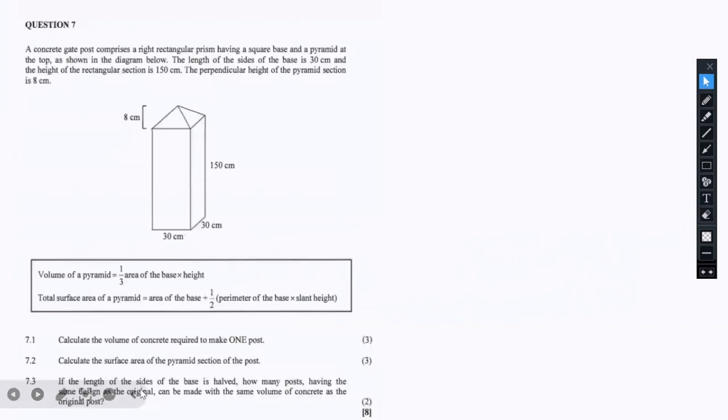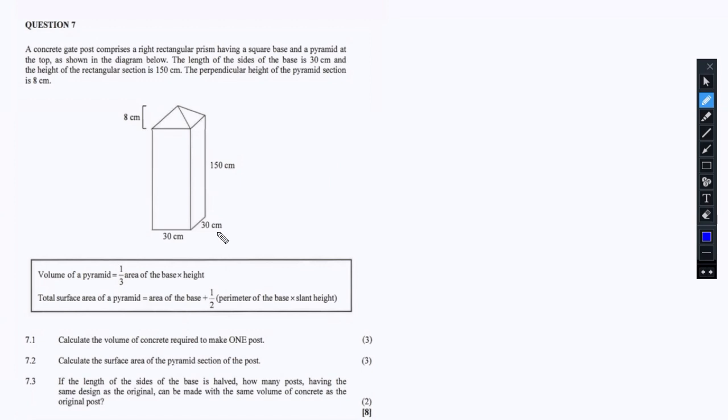We have question 7. It says, a concrete gate post comprises a right rectangular prism having a square base and a pyramid at the top, as shown in the diagram below. The length of the sides of the base is 30 centimeter and the height of the rectangular section is 150 centimeter. Then the perpendicular height of the pyramid section is 80 centimeter. Note that. Right. So now 7.1 says calculate the volume of concrete required to make one post. Right. So how are we going to calculate that?